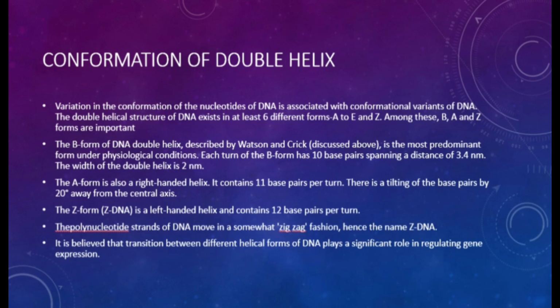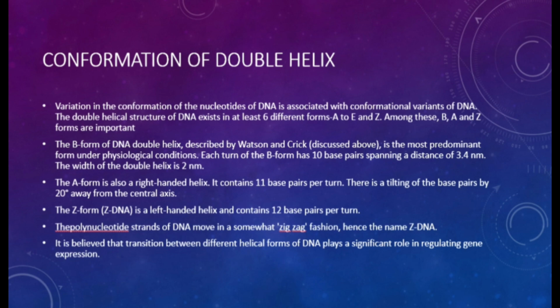Conformational changes of double helix. The variation of the conformation of the nucleotides can be associated with the conformational variants of the DNA. So the double helical structure of the DNA exists in 6 different forms, that is A to E and one more that is known as Z. So among these, B, A and Z are the most important forms. So the B form is the double helix structure which was described by Watson and Crick that we discussed above. It is the most dominant form in physiological conditions.